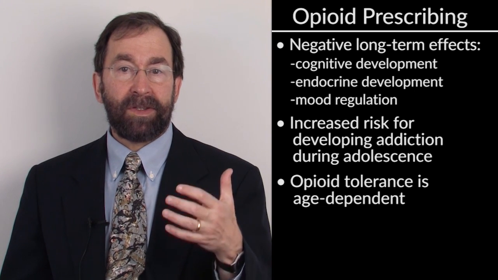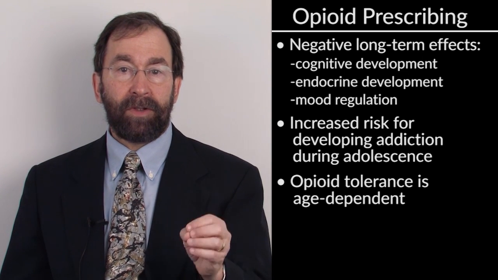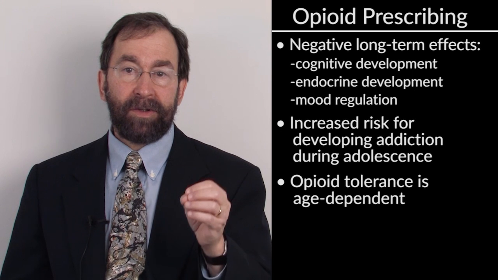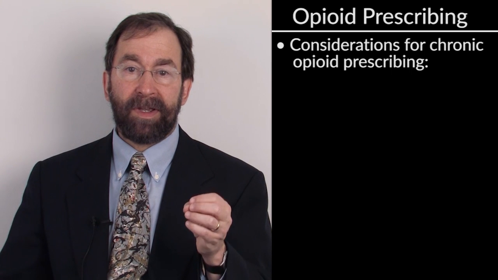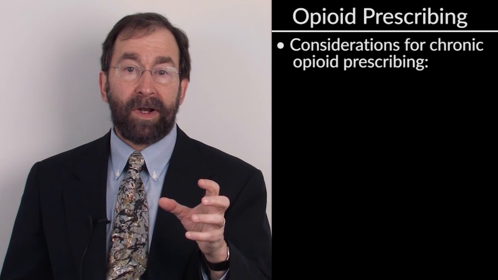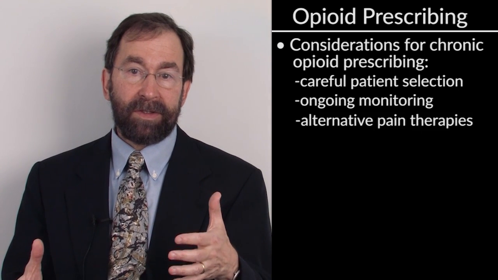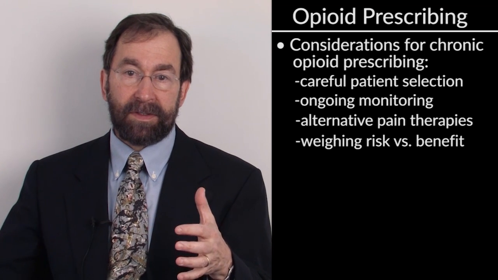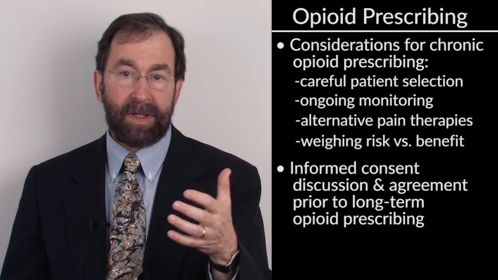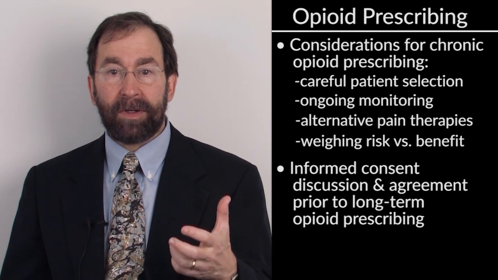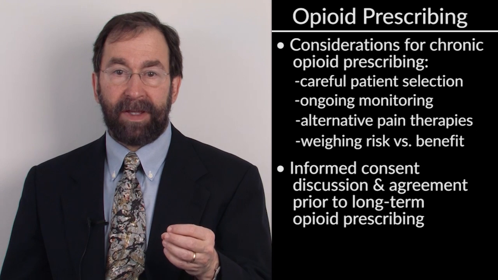All of these issues suggest that pediatricians and pediatric subspecialists should be very careful in choosing a course of long-term opioid prescribing for a child who has chronic pain due to a non-life-limiting condition. While chronic opioid prescribing is appropriate for some children, it requires careful patient selection, ongoing monitoring, consideration of alternative methods of pain relief, and weighing of risks and benefits. We recommend having a thoughtful, informed consent discussion with patients and parents and an informed consent agreement prior to consideration of long-term opioid prescribing not associated with end-of-life conditions.